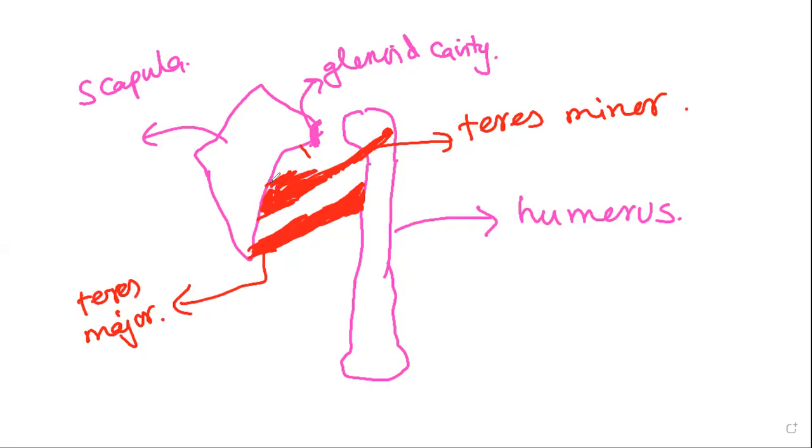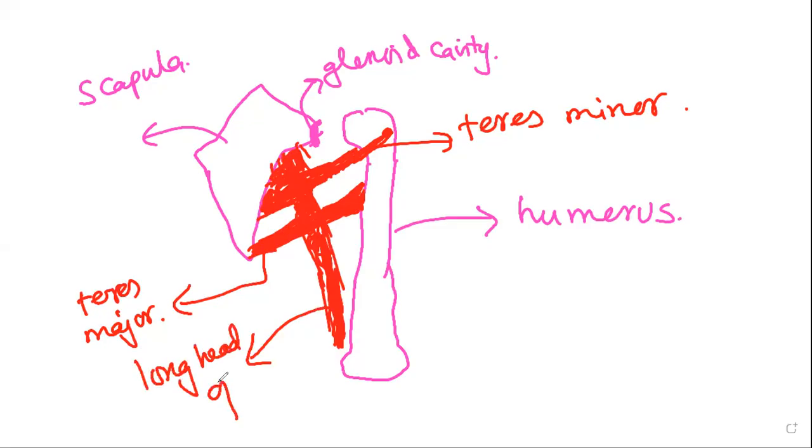Now one muscle is coming out from here. Okay. These are your muscle fibers. One muscle is coming out from here, from the infraglenoid tubercle, and it is going downward like this. Okay. This muscle, this is your which muscle? This is your long head of triceps muscle. Okay.